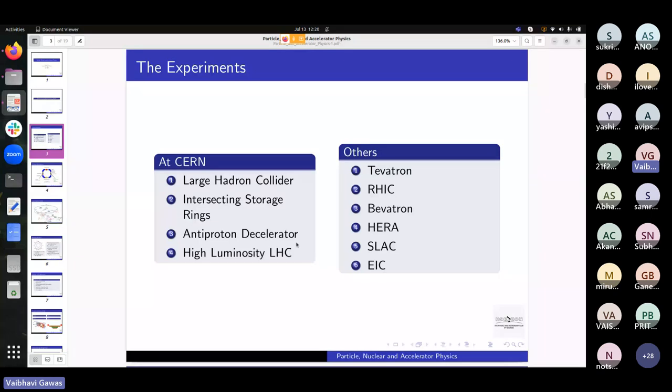All these are at CERN, while there are other big facilities, such as the Tevatron, which was hosted by Fermilab, I think. There is the Relativistic Heavy Ion Collider at Brookhaven National Lab, or something called LEP 20 years ago, I think. Then we'll also discuss other facilities such as HERA and the Electron-Ion Collider, and SLAC, which is the Stanford Linear Accelerator.